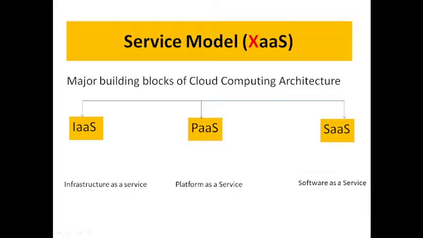Next comes the service models. So here X stands for everything as a service. Everything as a service. So there are three types of service models. First comes IaaS. I stands for infrastructure, A as a service. PaaS means platform as a service. P is for platform, A as a service. S stands for software, A as a service, software as a service. So these are the three main types of service models: IaaS, PaaS and SaaS, infrastructure as a service, platform as a service, software as a service.